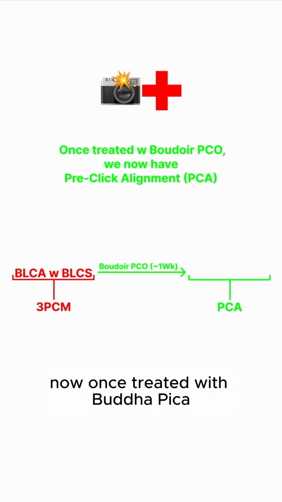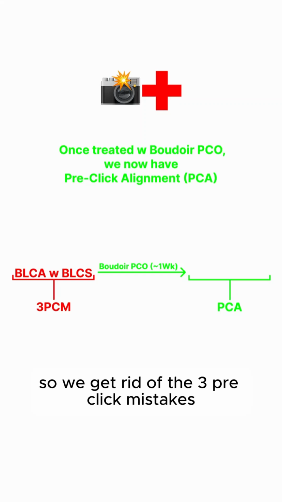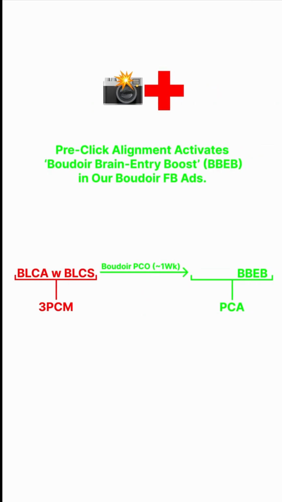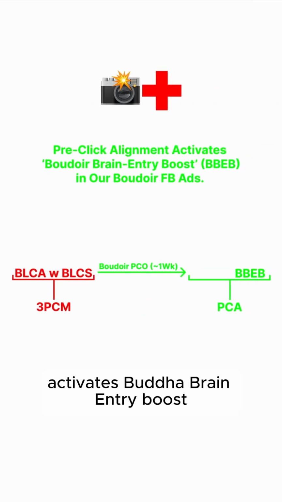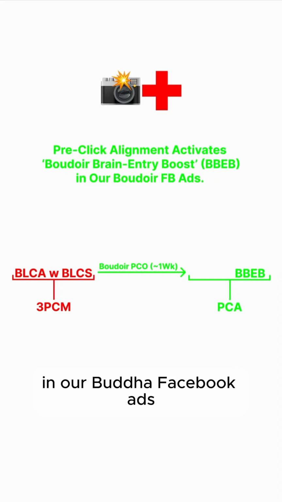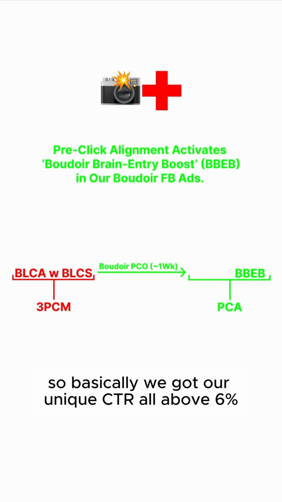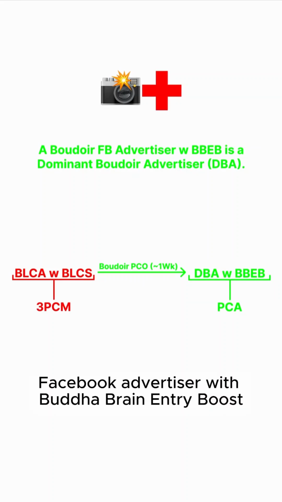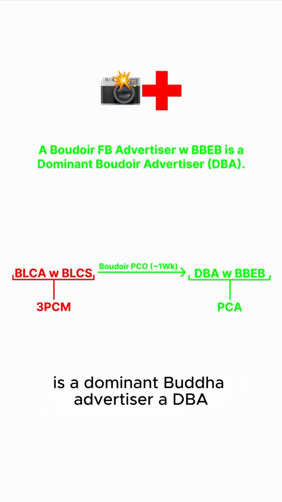Now, once treated with Boudoir Pico, we now have pre-click alignment, PCA. So we get rid of the three pre-click mistakes, we achieve pre-click alignment. And pre-click alignment activates Boudoir brain entry boost in our Boudoir Facebook ads. So basically, we got our unique CTR all above 6%. And a Boudoir Facebook advertiser with Boudoir brain entry boost is a dominant Boudoir advertiser, a DBA.